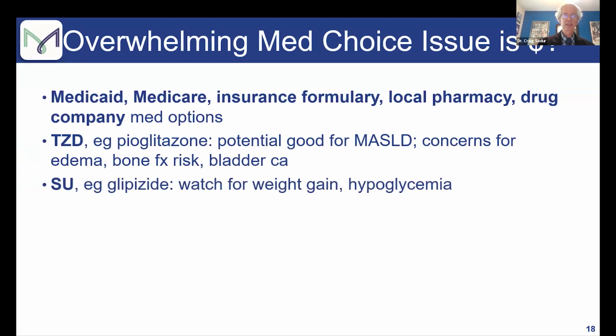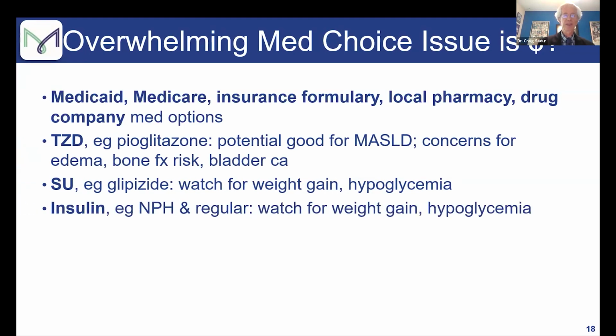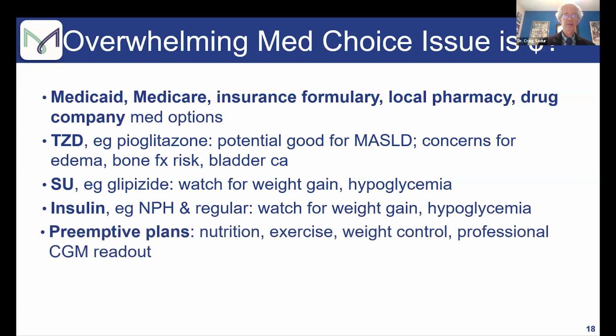Go somewhere else. Sulfonylurea, if you're going to give it, it'd be best to give one of the newer ones like glipizide, but watch for weight gain, watch for hypoglycemia. Insulin, also very inexpensive if you use NPH or regular, but watch for weight gain, watch for hypoglycemia.